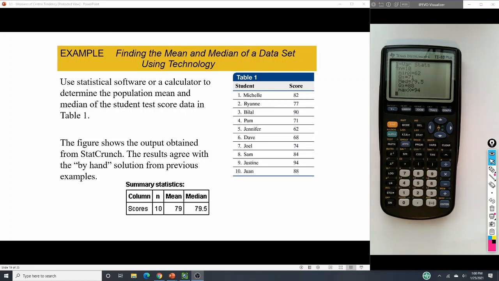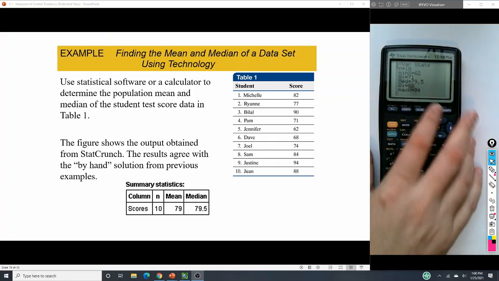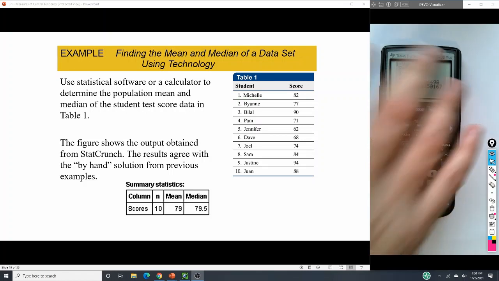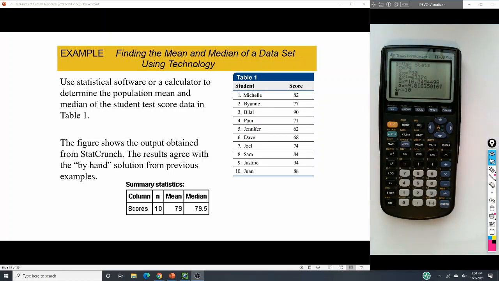All those things, you can type them in any order in your L1, and then you go into your 1 vars, and it will give you both the median here at the bottom, and at the very top, it will give you your mean for those. Okay? So that's how you can use that calculator to your advantage.